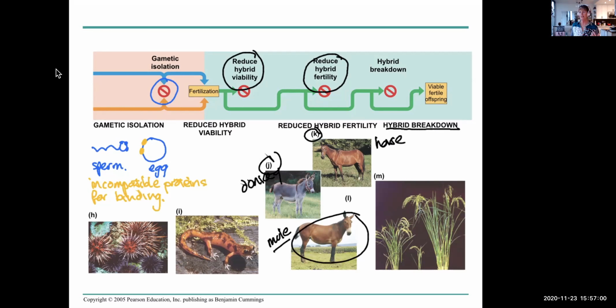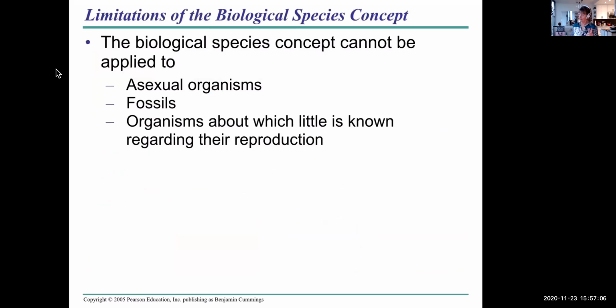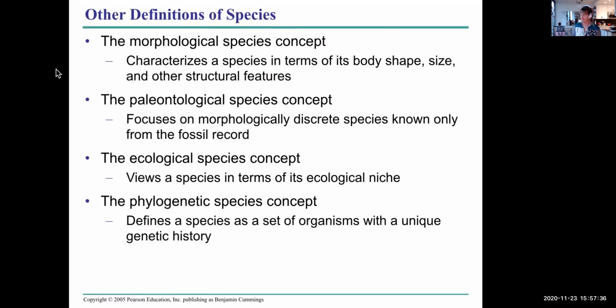But, and you may have seen this flaw already in the biological species concept, you're thinking, well, Maria, what about asexual organisms? They can't fall under the biological species concept because they don't sexually reproduce. What about fossils? Sometimes you might be able to determine, but sometimes not. Some animals, plants, you really don't know much about their reproduction. So how are you going to assign them to a species? Well, there's a few ways. These are other definitions of species, which are quite valid.